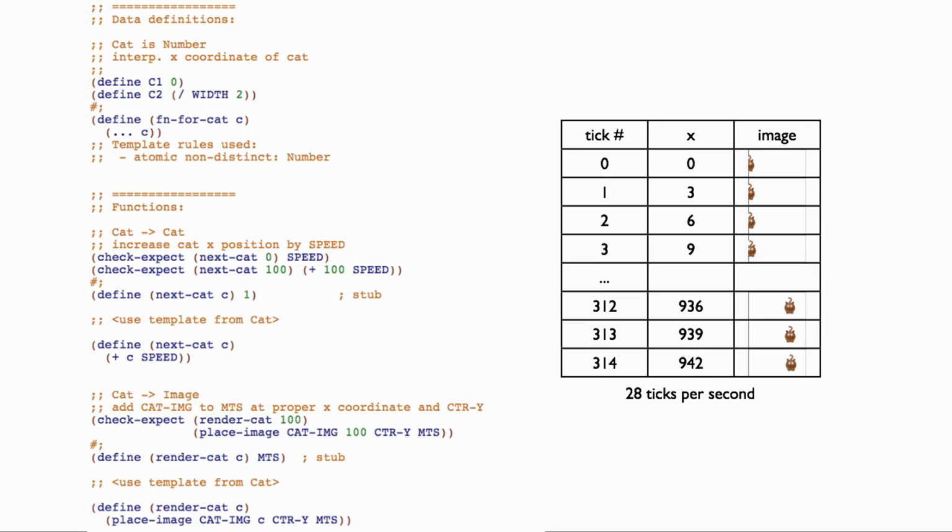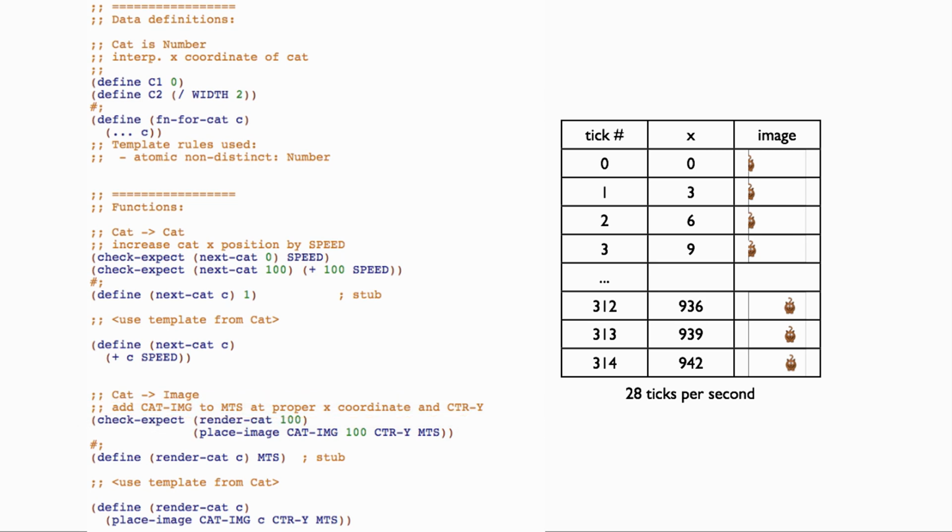So there's a data definition and two functions. One function, nextCat, can take us from one cat to the next cat. In other words, it can advance the cat's x position by 3 each time, 0, 3, 6, and so on. The other function can take us from a cat to an image of the cat. In other words, the image of the cat at the appropriate position on the background, called MTS.